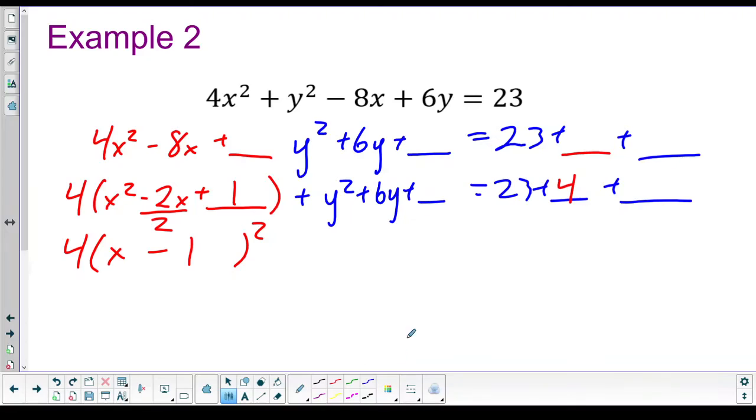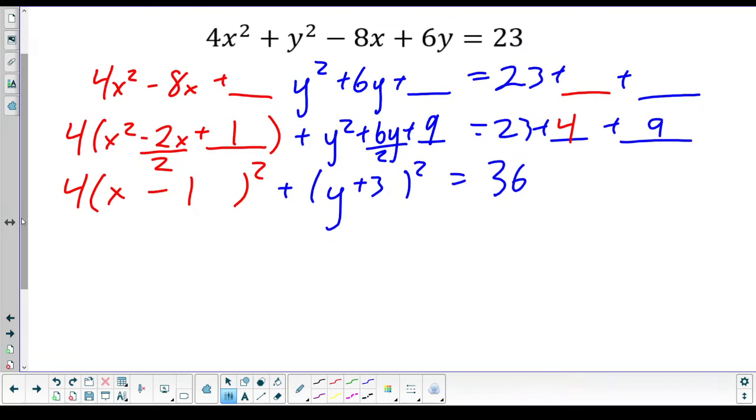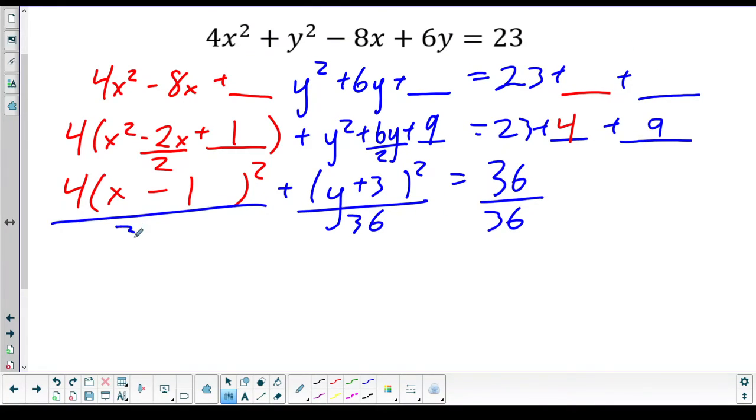Then we repeat that process with our y's. So we have plus y and something squared. Half of 6 is 3, so plus 3. 3 squared is 9. There's not a coefficient here, so we just add 9 to the other side to be safe. Equals, now we simplify this. 23 plus 9 is 32, plus 4 is 36. Looking good so far. Now to get this into vertex form, we have to make this equal 1, so we divide both sides by 36. Okay, these cancel and equal 1.